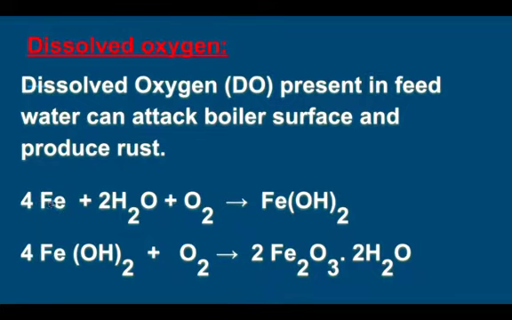This ferrous hydroxide again will combine with dissolved oxygen and form hydrated ferric oxide. Here iron is in the +3 oxidation state, therefore it is ferric oxide. Since two water molecules are attached to this, it is called hydrated ferric oxide. This hydrated ferric oxide is nothing but rust. So this is how dissolved oxygen leads to corrosion in boilers.